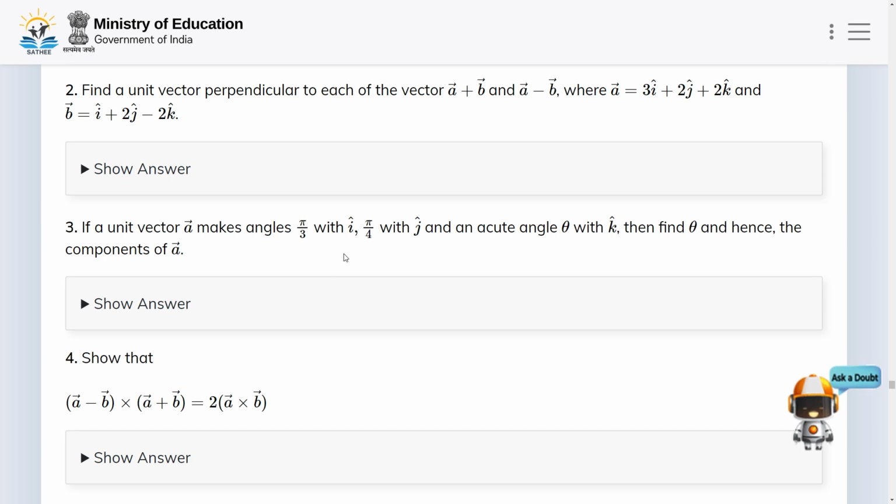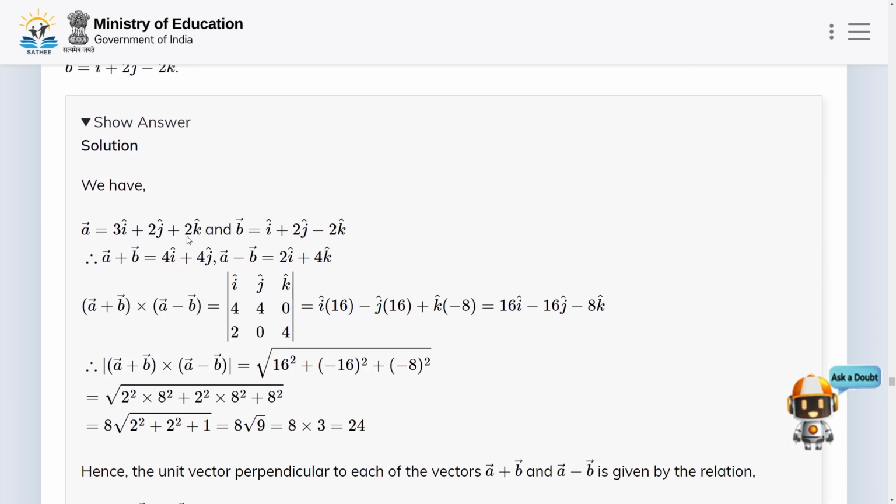This means you have to do the cross product between this vector and this vector. So first of all, find the vector A plus B and then the vector A minus B, and then apply the cross product between them. You will get A plus B by just adding the corresponding scalars. So you will get 4i hat, 4j hat and 0k hat. This means just 4i hat plus 4j hat.